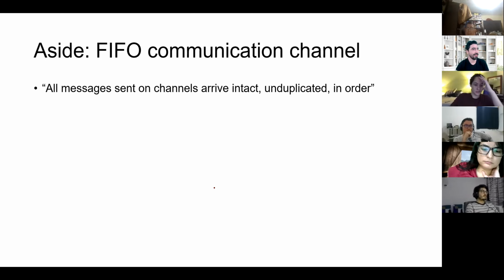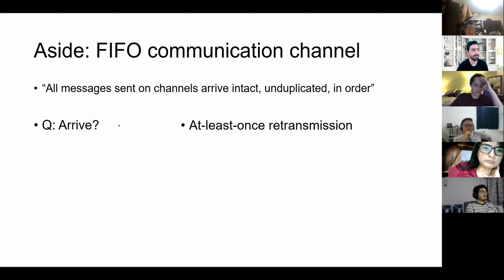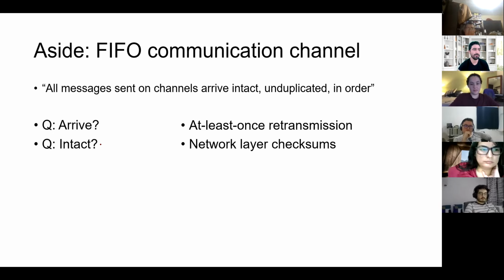So we were saying that the message arrives. We are using at least once retransmission, because if you remember, at least once retransmission had the acknowledgement method, where we acknowledge the message, so we can use this method to make sure the message arrives. We say intact; of course, we didn't talk about it, but you can use network layer checksums to make sure the message is intact and didn't change in the network.